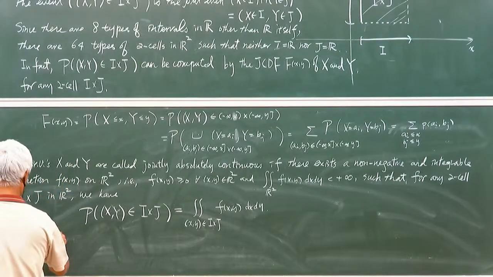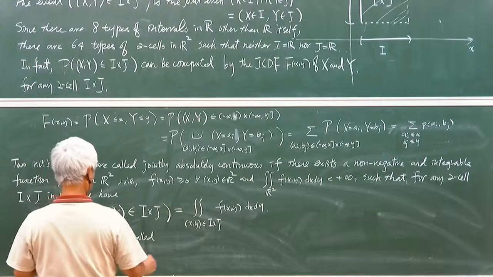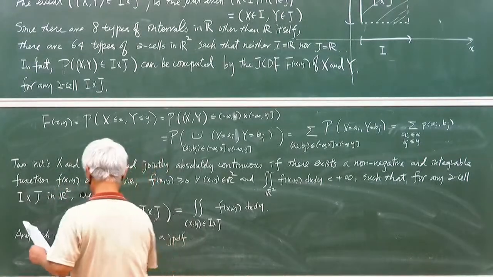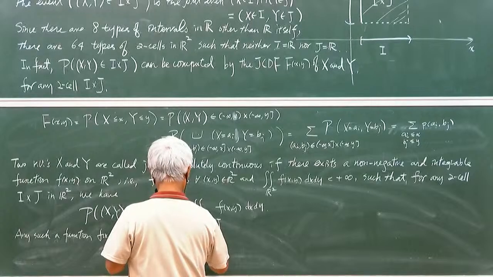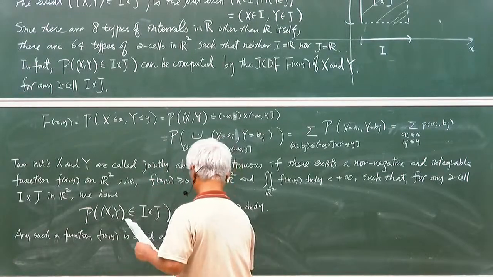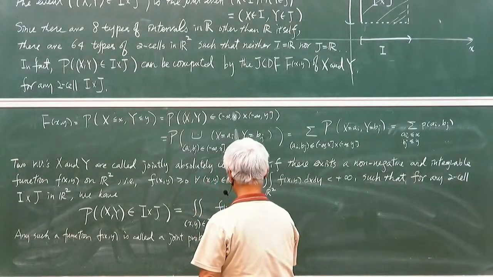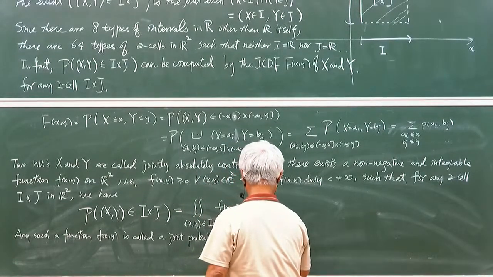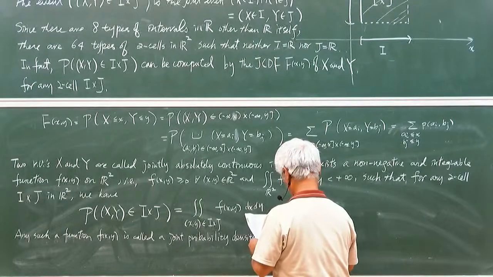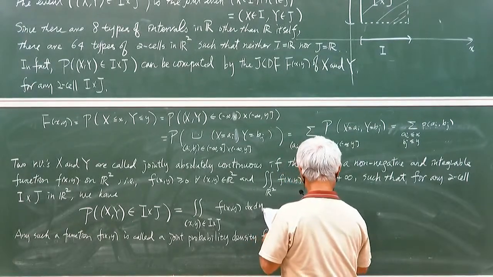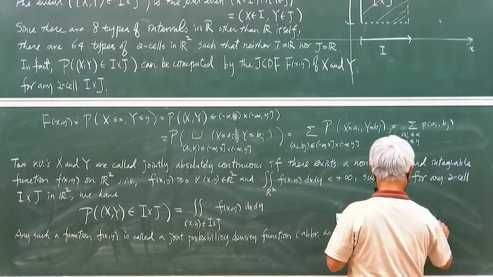Any such function f of x,y is called a joint PDF, a joint probability density function, abbreviated as joint PDF of random variables X and Y.